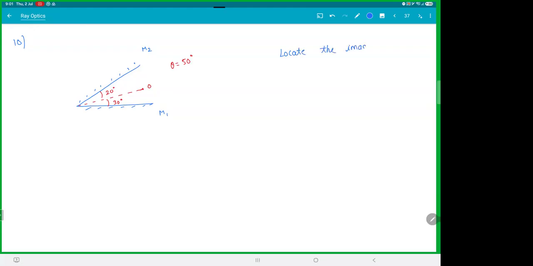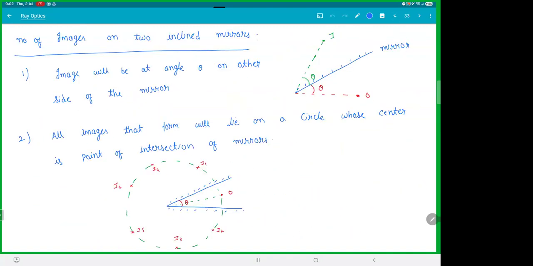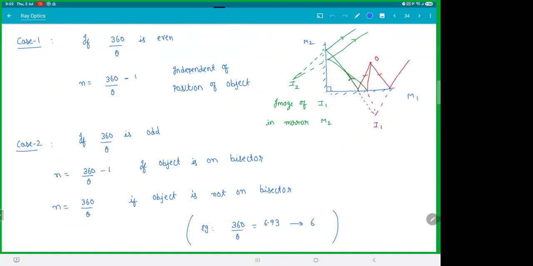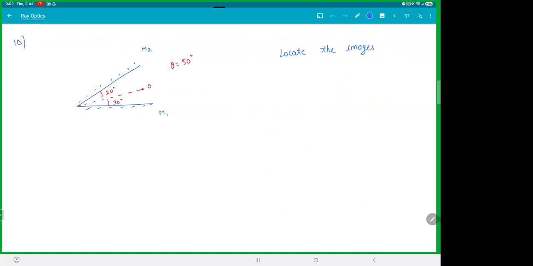See, if they just ask you to find the number of images, this is all headache. Just use this formula and finish it off. If they ask you the exact locations on a circle, then this will work. Try.